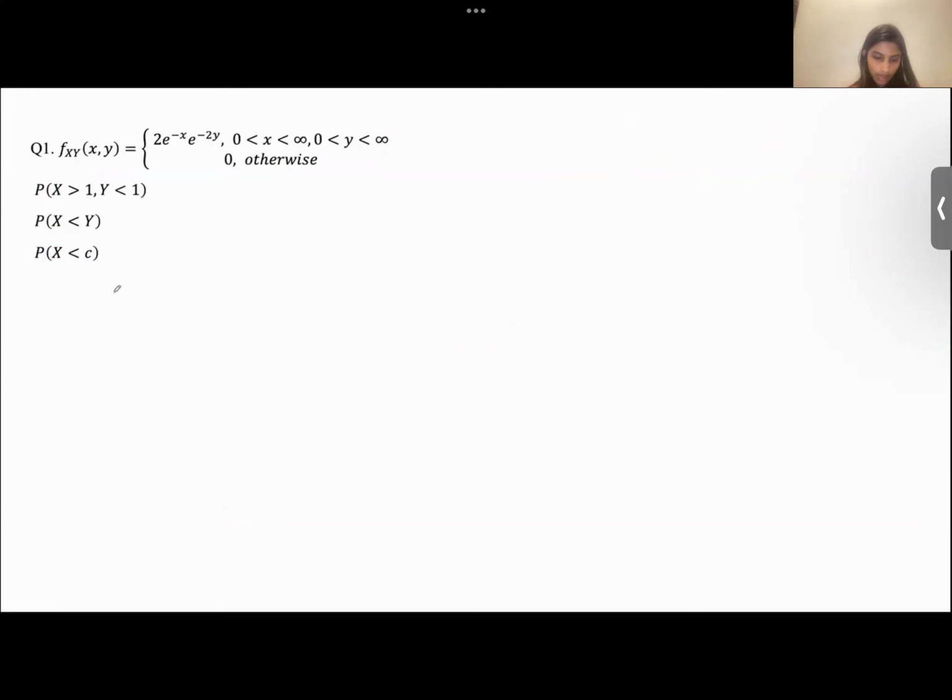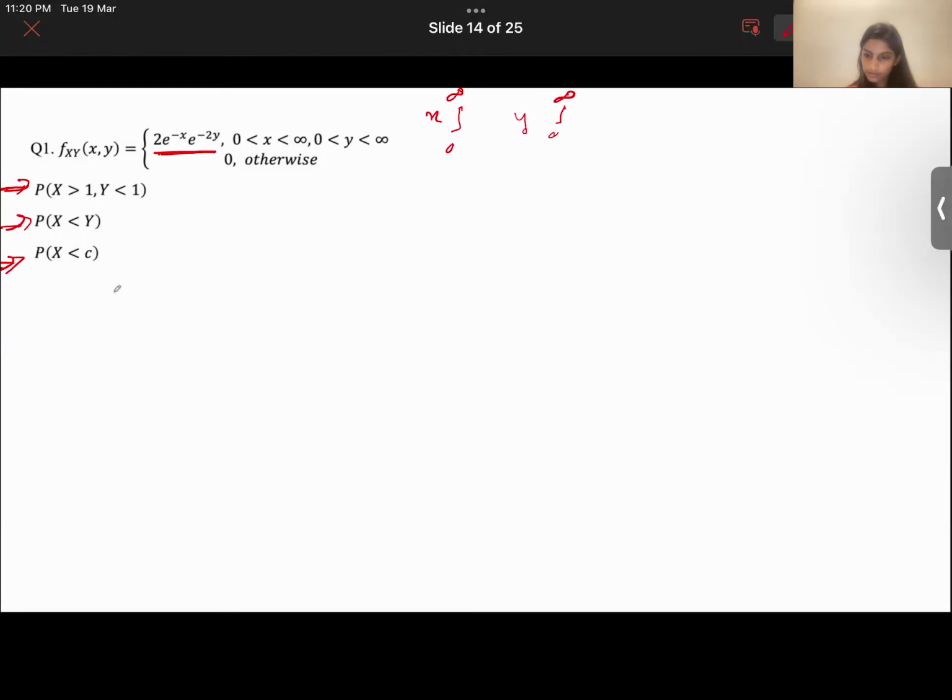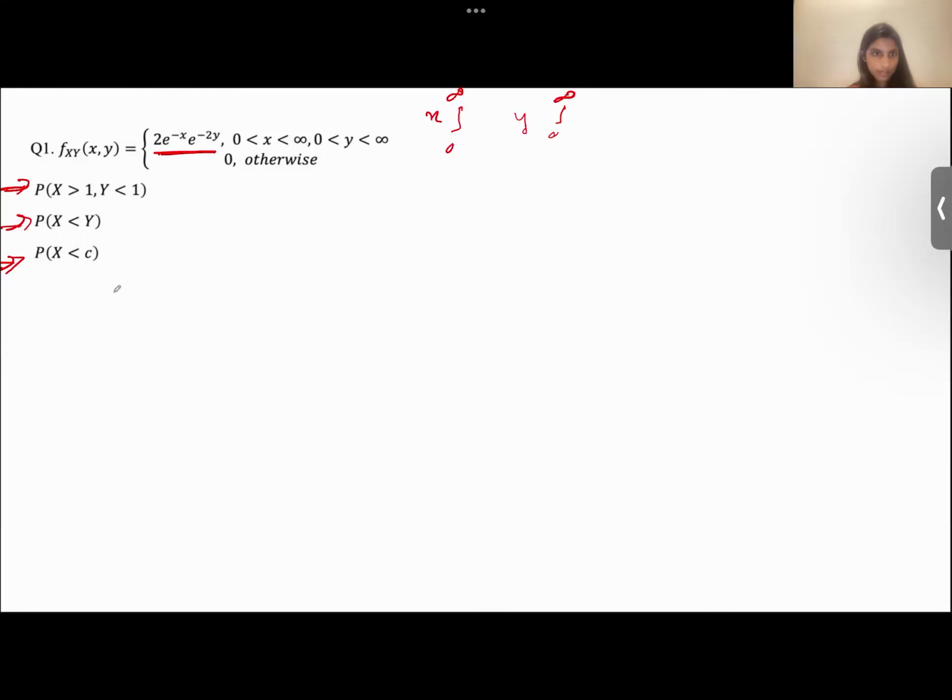Okay. So you have your joint probability function for x and y, and your limits are given here. Your x can range between 0 to infinity, and your y can range between 0 to infinity as well. Let's calculate this for 3 scenarios. You'll be applying different limits here. Let's look at the first one. Let me solve with the red pen.